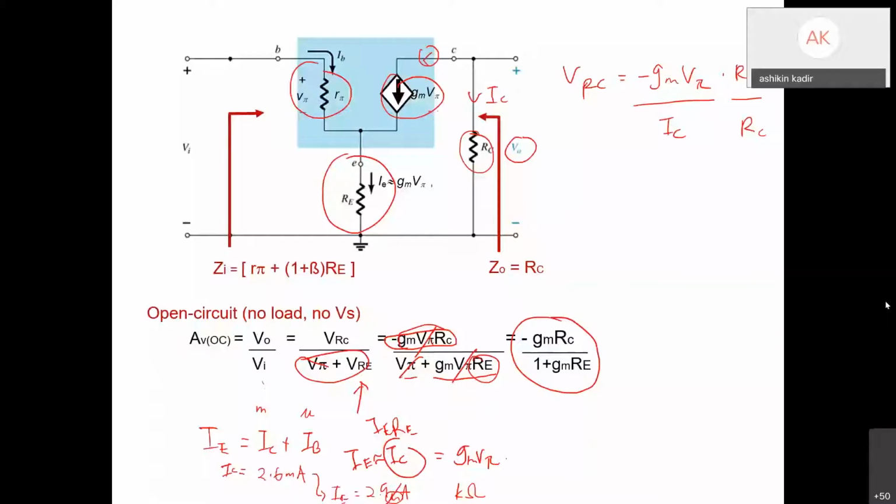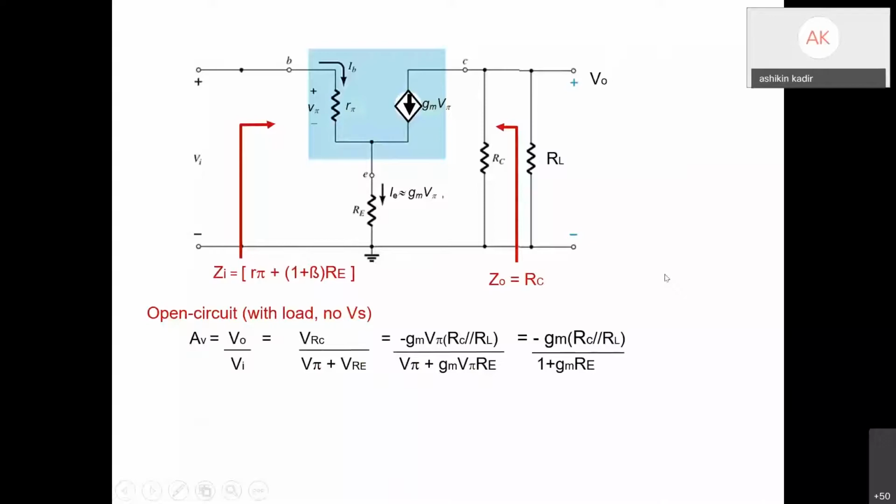Why don't we need to include RE for Z out? When you want to measure the impedance Z out, you need to open all of the independent sources. That means when you determine your Z out, you need to open circuit the source. So from terminal C to terminal E, the circuit is open circuit. That's why your Z out is only equal to RC.